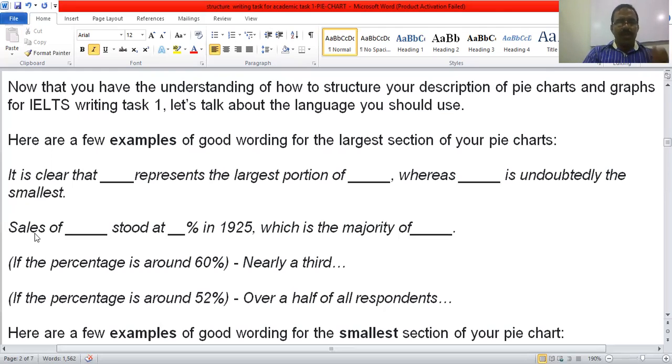Sales of rice stood at 25% in 1925, which is the majority of sales. If the percentage is around 60, you can say nearly a third. If the percentage is around 52%, over a half of all respondents or the products.